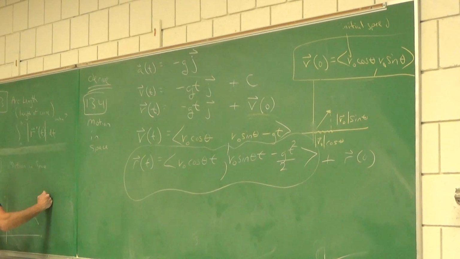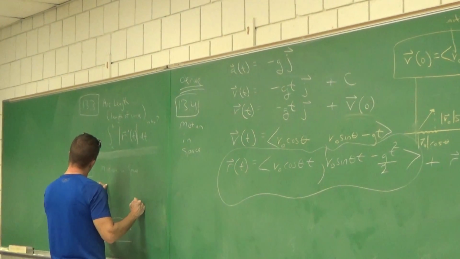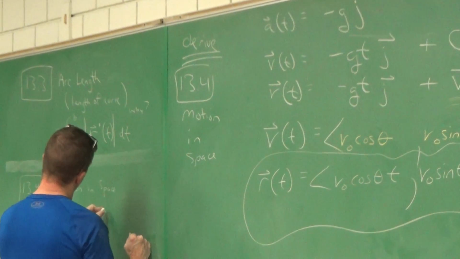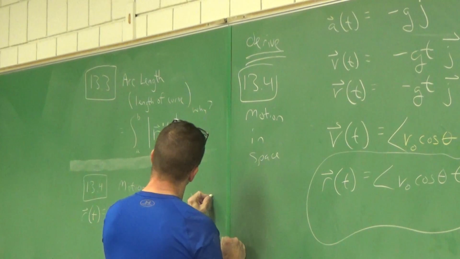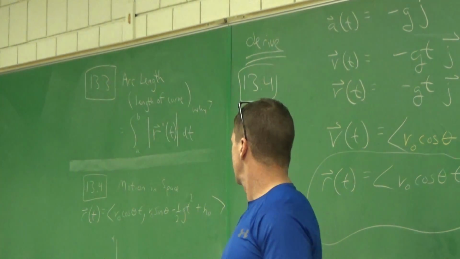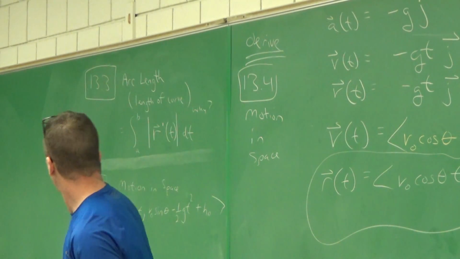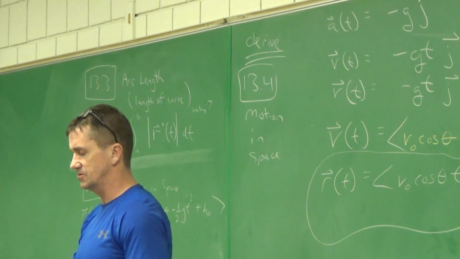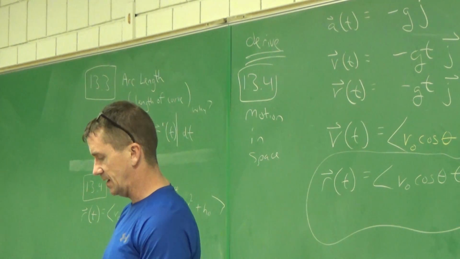So I'm going to write it here. r of t, V naught cosine theta t, V naught sine theta t, minus 1/2 gt squared plus, I'll put h naught in case it's thrown above the origin. Metric, we'll use 9.8 for g. US customary units, we'll just use 32 for g, right? Depending on the units they got.